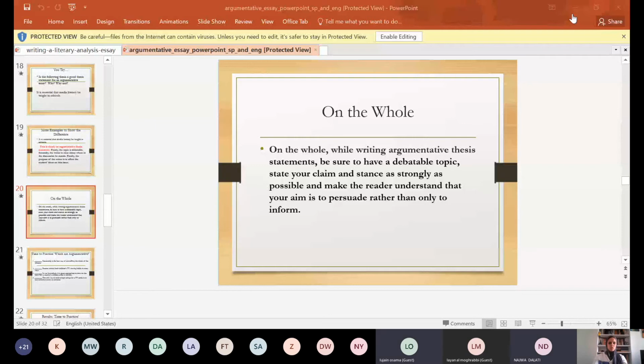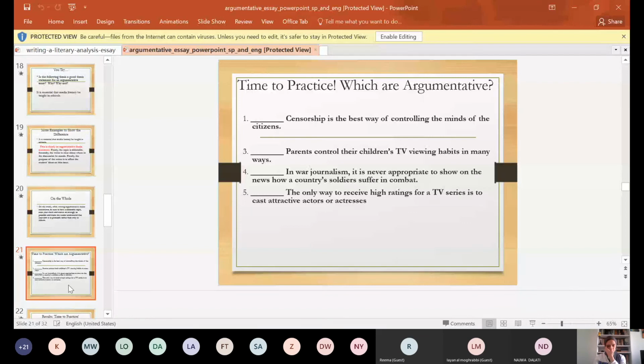Okay. So can you see the whole slide? Read it, Yarima. While writing argumentative thesis statements, be sure to have a debatable topic. State your claim and stance as strongly as possible to make the reader understand that your aim is to persuade rather than only to inform. I'm not writing an informative essay, I'm writing an argumentative essay. So let's look at these. You see the second one, time to practice? Okay, so Sarah, read number 1.